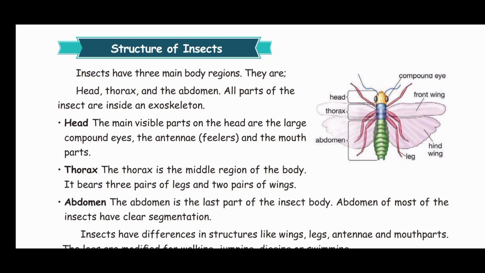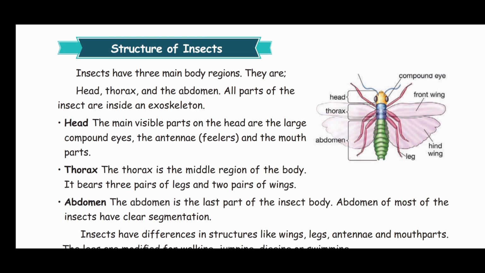The main visible part of the head are the large compound eyes. So the first visible part in the head is the compound eyes. The eyes will be very big. The antenna is the feelers part. The feelers mean they can sense what is around them. And the mouth part, the mouth with which they eat.